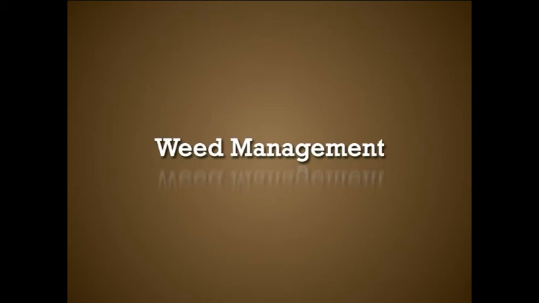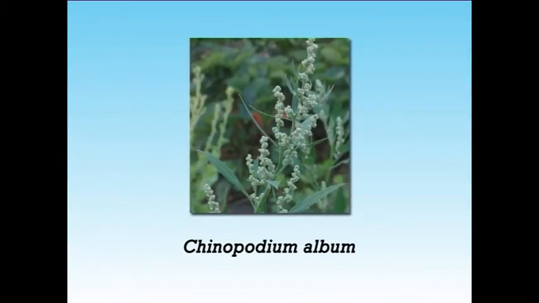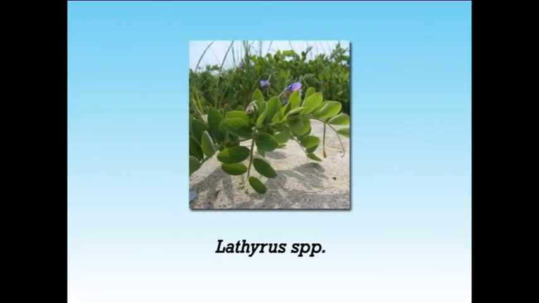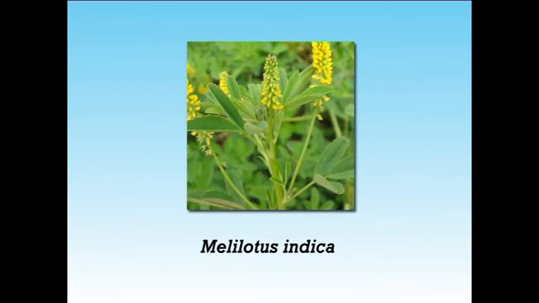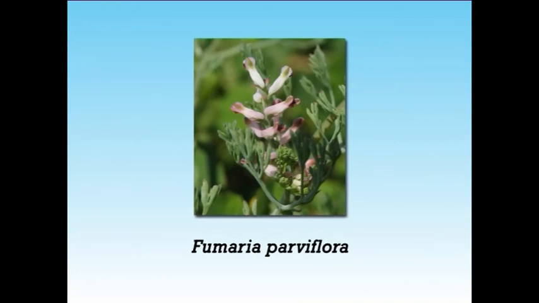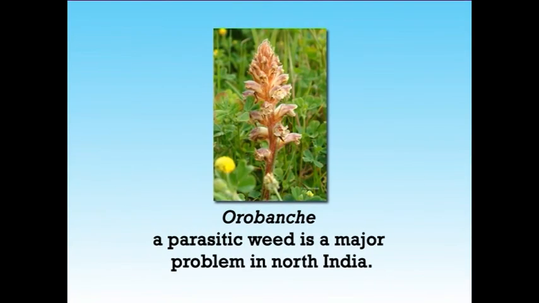Let's discuss the weed management practices. The most common weeds of rapeseed and mustard crop are Chenopodium album, Lathyrus species, Melilotus indica, and Fumaria parviflora. One dry hoeing with a wheel or hand hoe at 4 weeks of sowing and a second hoeing after the first irrigation may be done. Orobanche, a parasitic weed, is a major problem in North India.